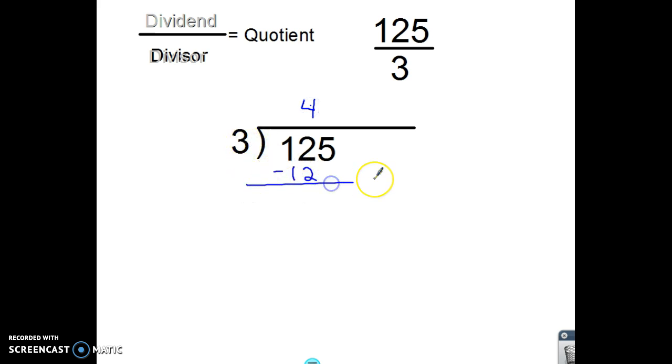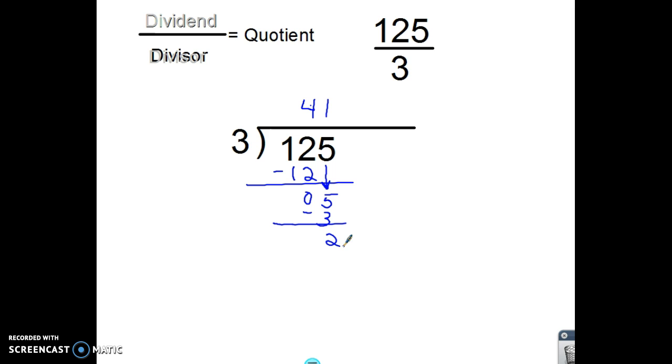We subtract, draw a line. We get a 0. We bring down our next number, 5. Does 3 go into 5? Yes, 1 time. And we draw our line and subtract, and notice we get a 2 as a remainder.